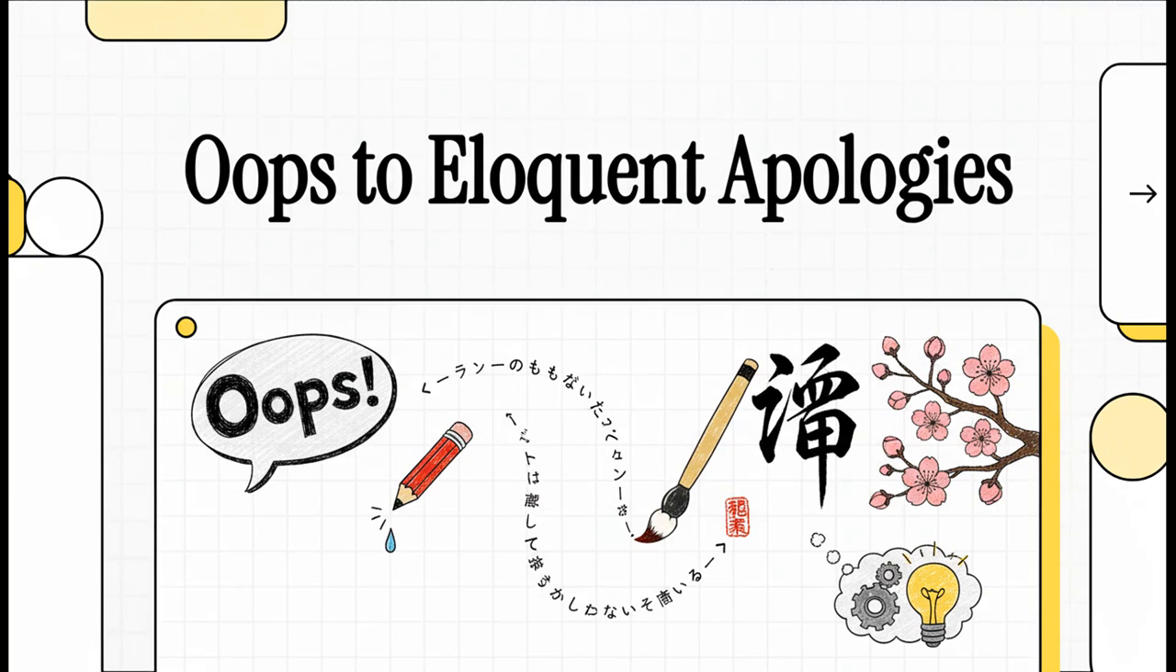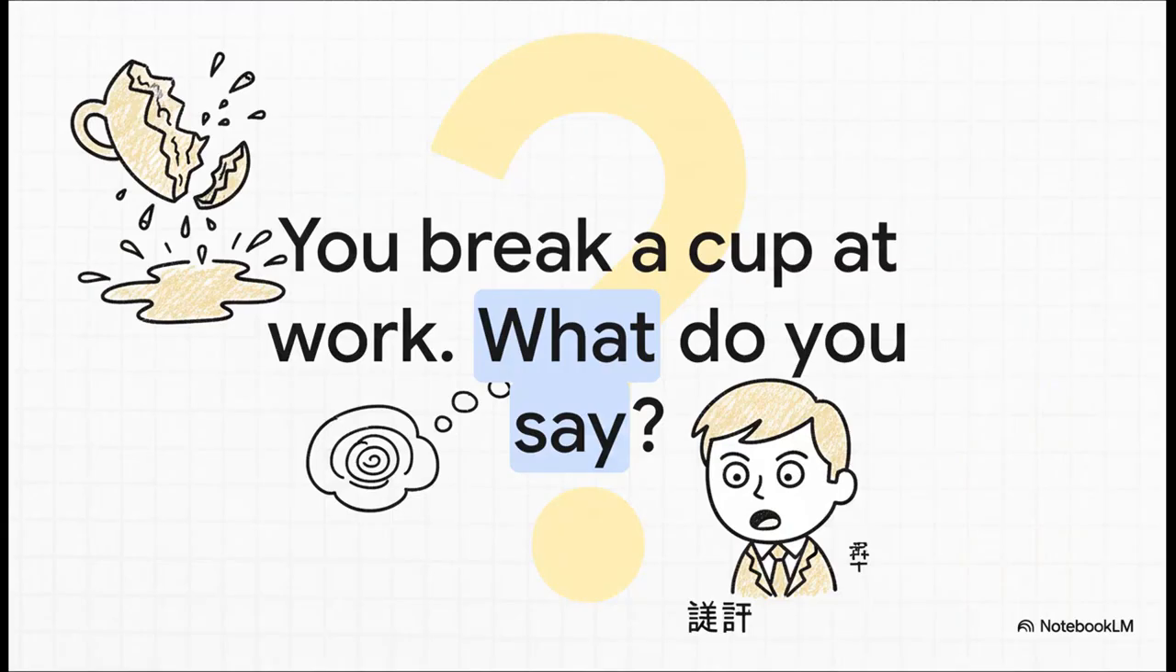Okay, let's talk about something we've all been through when learning a new language. You know, that split second of panic when you mess something up. But what if I told you those oops moments are actually the perfect chance to sound way more natural, even fluent? So today, we're going to break down how to turn a simple mistake into a really eloquent apology in Japanese.